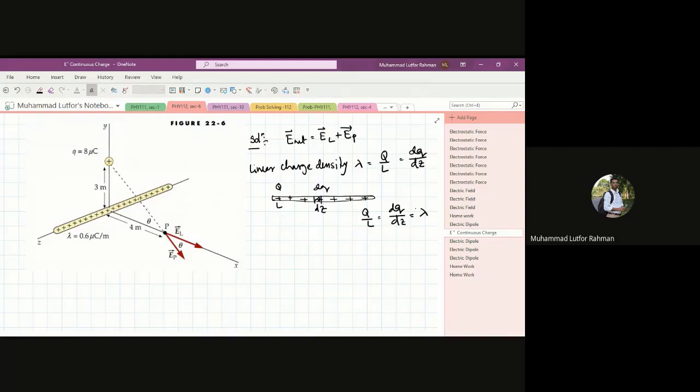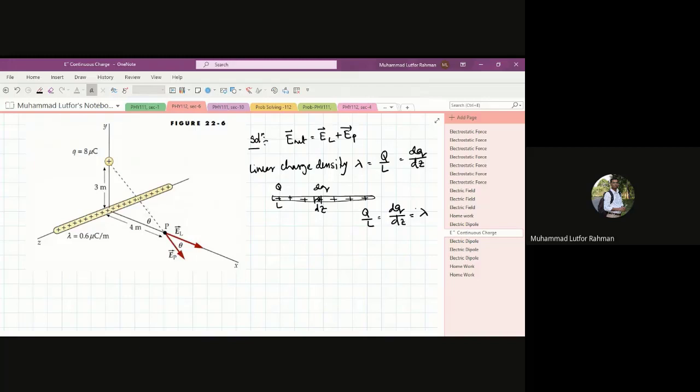The same idea we can use for linear mass density. This is the linear charge density parameter. We also already know, if you go through the continuous charge distribution video lecture, which is lecture 4.